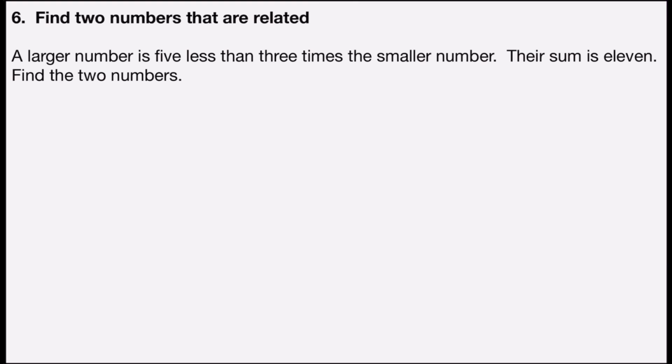Problem number 6 asks you to find two numbers that are related. It says a larger number is 5 less than 3 times the smaller number. Their sum is 11. Find the two numbers.